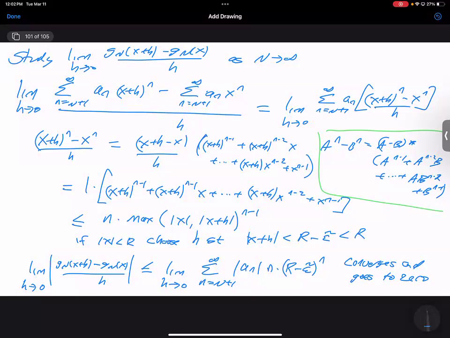So for those of you who took complex analysis with me, this is something that I implicitly assumed you had seen in real analysis. It's something that you need to be able to do.